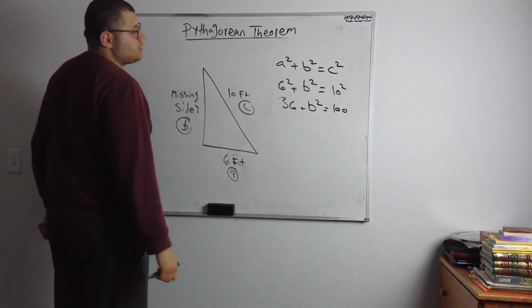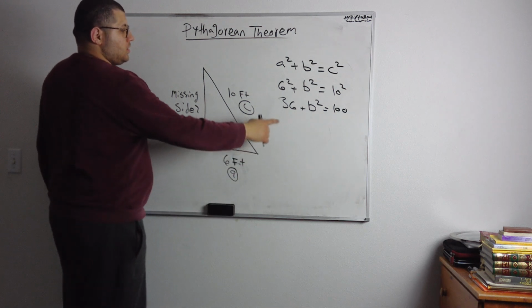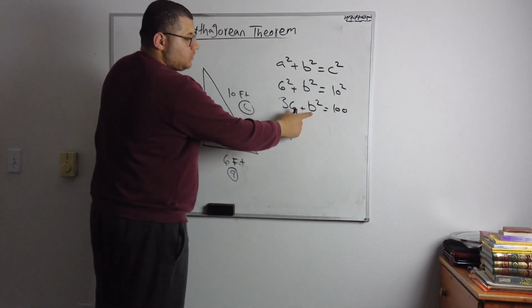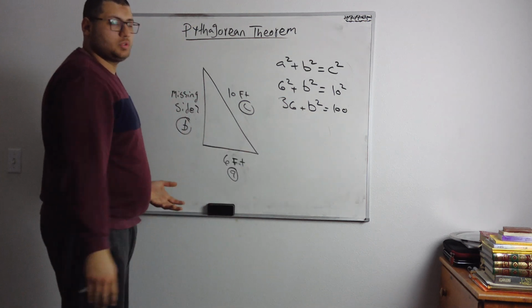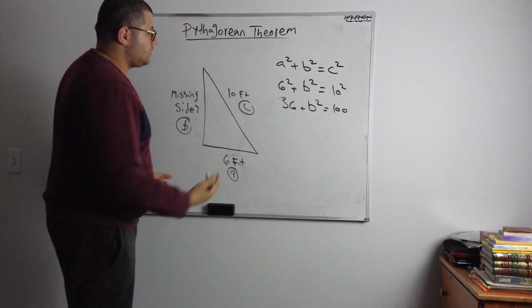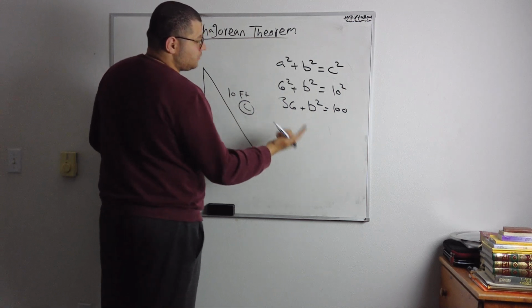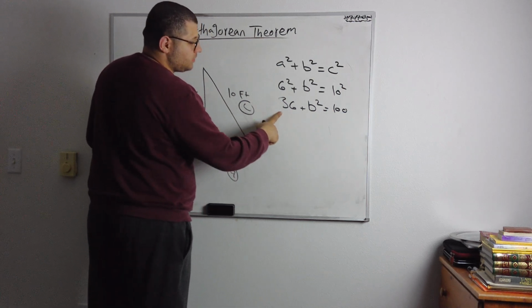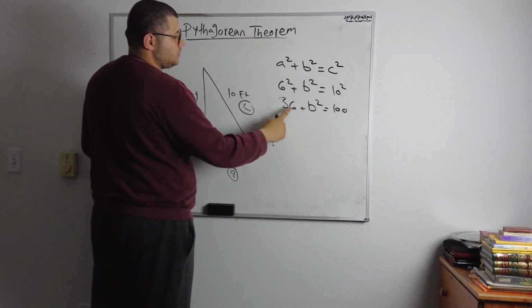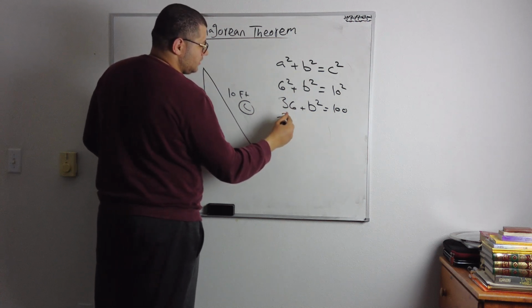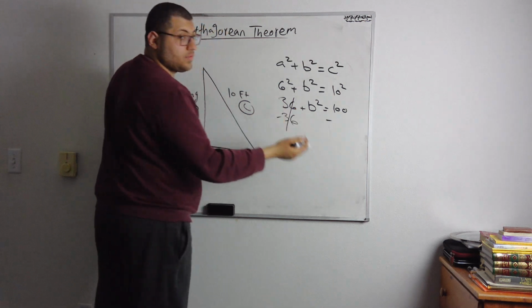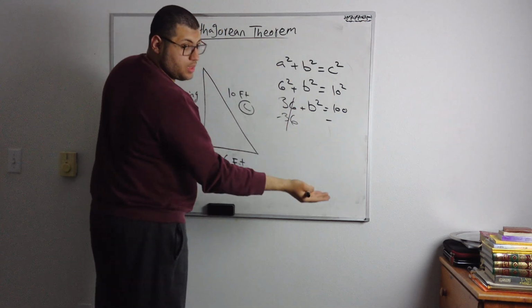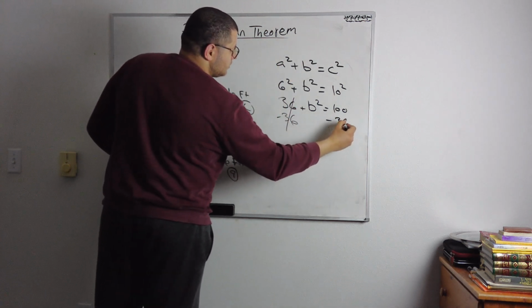Now we have a simple equation to solve. In order to isolate B, what does isolate mean? We need to make B by itself. So in order to isolate B, we need to get rid of 36. To get rid of it, we subtract it. Whatever I do on the left side, I have to do on the right side. So 100 minus 36 as well.